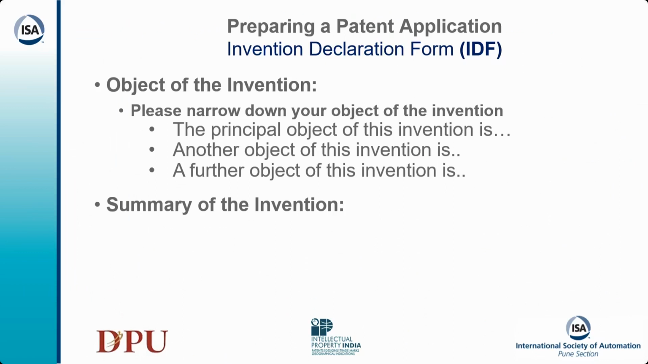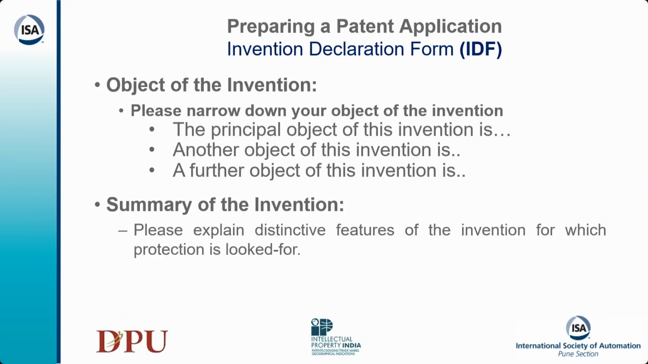Then next comes summary of invention. In summary of invention, we are supposed to explain the distinctive features of the invention for which the protection is looked for. Even if there is an existing thing and you added something to that, we cannot claim that existing thing, but the added thing we can claim. And that is why the distinctive feature of your invention, for which we are asking for the protection, must come in the summary of the invention.